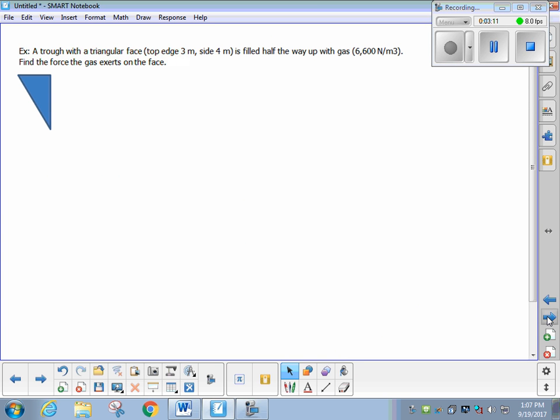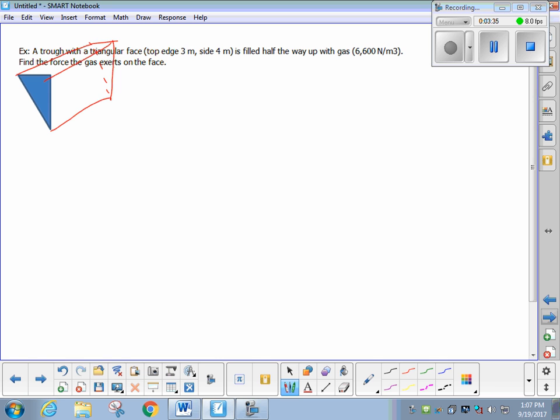So say you had a trough with a triangular face. I didn't draw the whole trough, but it looks like this. It has a triangular face on the front, and it's filled with gas, and by that gas I meant gasoline. So how much force is exerted on the triangular face? Not on the faces, the triangular face of the trough.